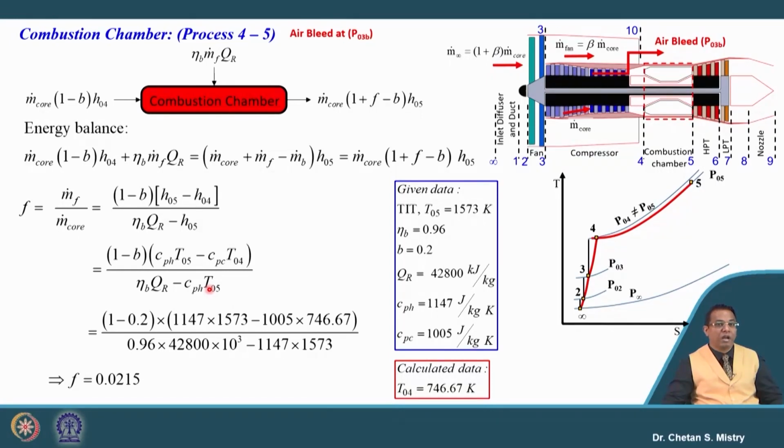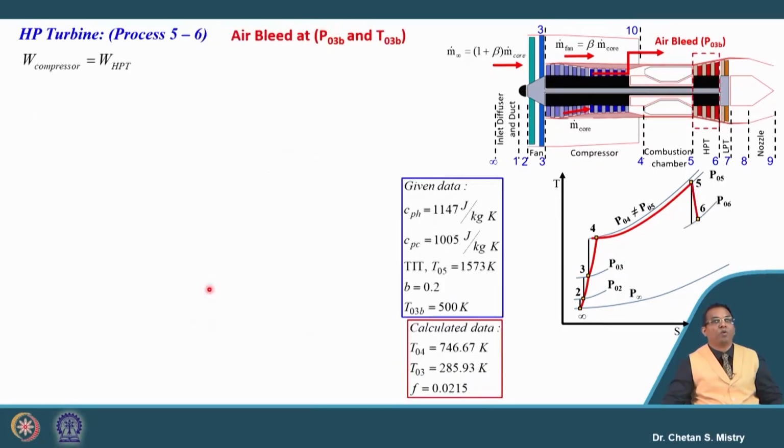Okay. So, from that we are able to calculate the amount of fuel that we need to add in order to reach that temperature. Now, let us move towards the next component. The next component we have is our HP turbine.